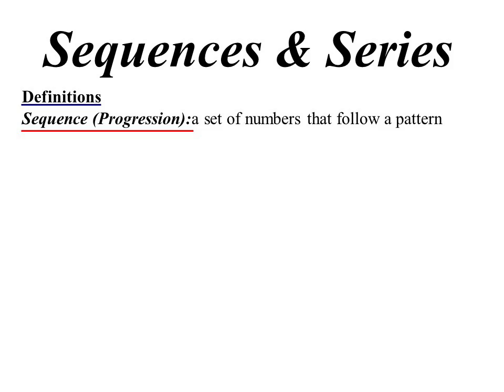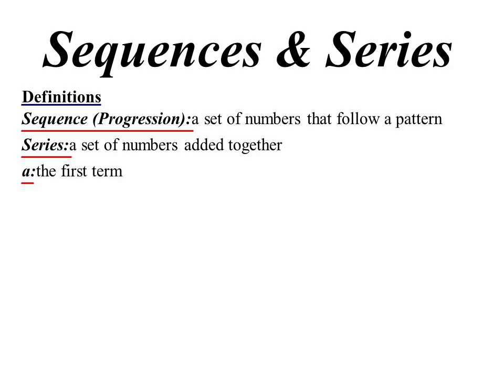Sequence and series, let's start off with some definitions. So what is a sequence? There's a subtle difference between a sequence and a series. A sequence, also known as a progression, is just a set of numbers and they follow a pattern. Now a series is when we chuck a plus sign in between them all.